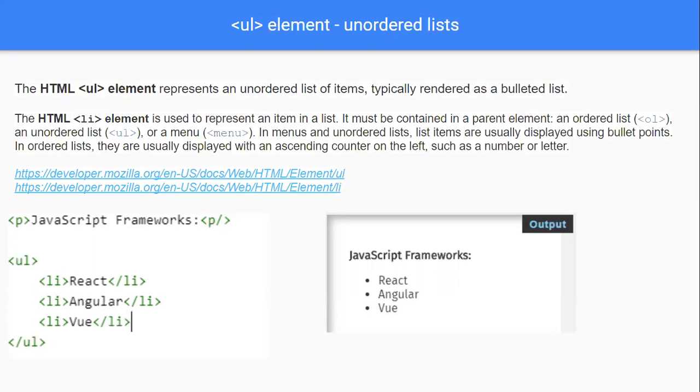So unordered lists or menus. We started getting newer tags like a menu tag, and we get into things such as the nav tag for navigation. Those are newer tags. But menus and list items, you'll hear that a lot. Usually they display bullet points. An ordered list displays a counter on the left, such as a number or letter. So ordered lists will have a number or letter. Unordered lists will have this bullet point.